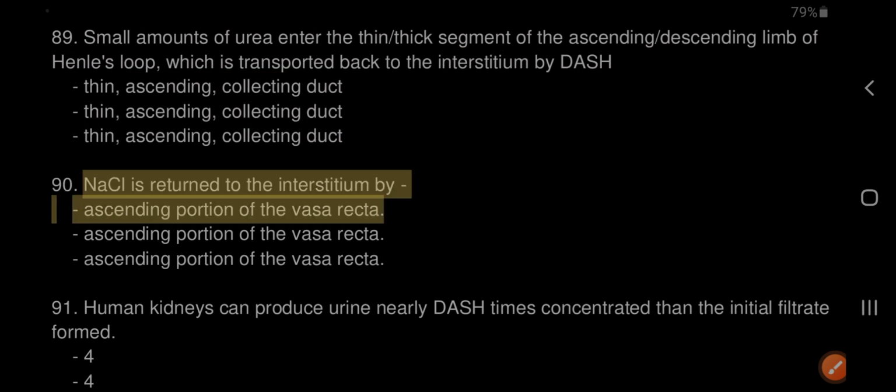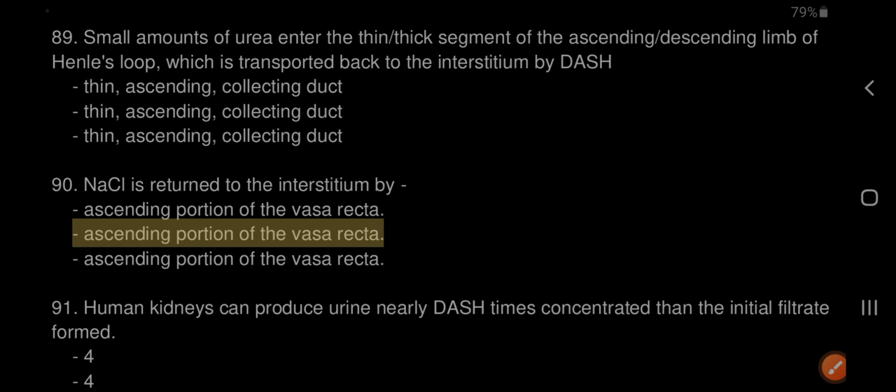91. Human kidneys can produce urine nearly 4 times more concentrated than the initial filtrate formed.